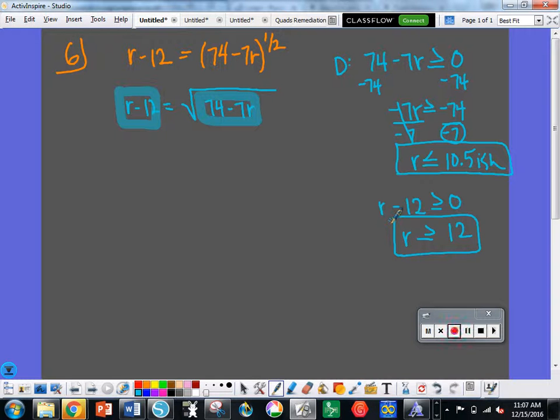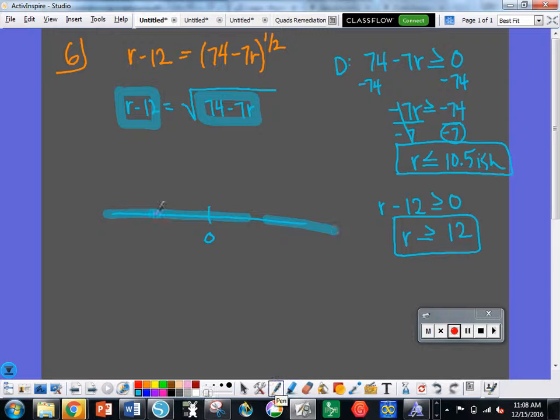So I've got 2 different pieces of the domain, right? And I'm going to make this problem a lot easier. I like to look at the number line. Now whatever my answer is has to fit both of these criteria. Is that okay? This is 0. Can my answer be less than 10.5, and also greater than 12? Can it be in both of those categories? No. Does that make sense?